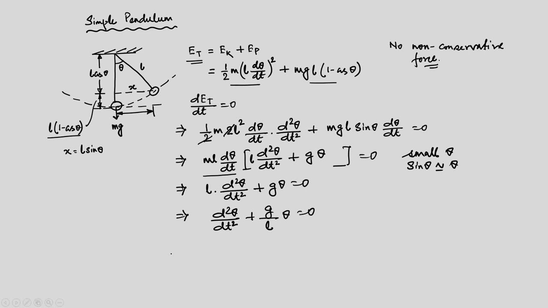So, what we have here, if you recall, this is nothing but omega square, and T is equal to 2 pi by omega, where omega is equal to square root of g by L. So, what we have, the time period is equal to 2 pi square root of L by g. This is what we derived in the last lecture.